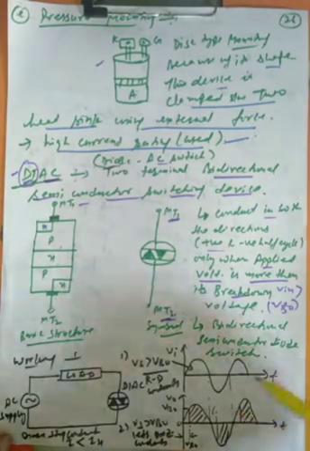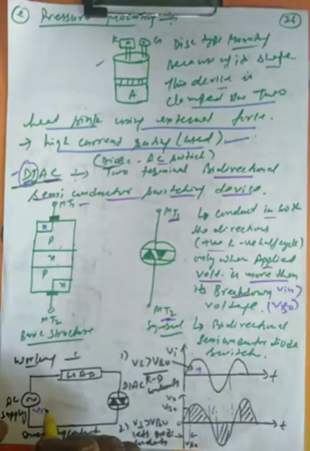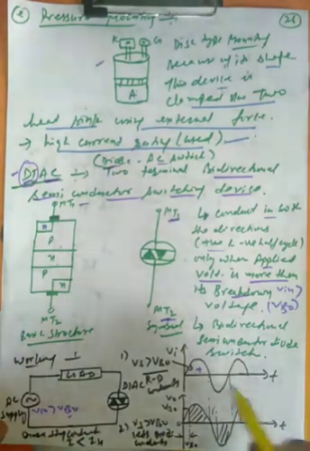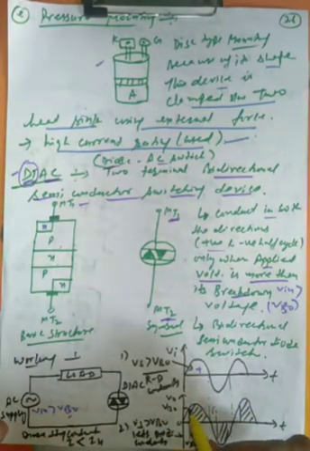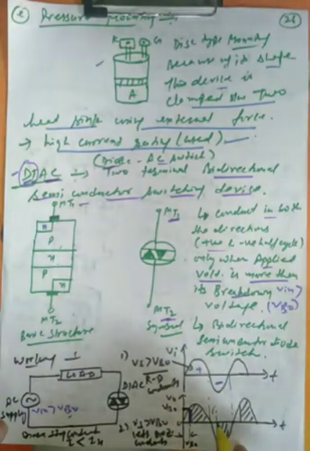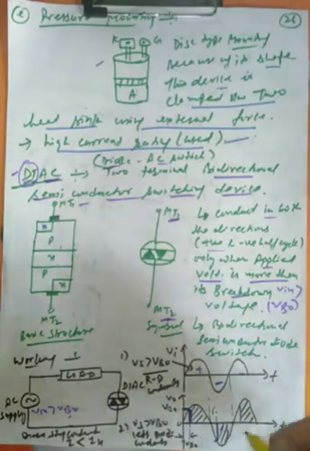You can see in this waveform, whenever it is a positive half cycle, the input is positive Vin, and when it exceeds the breakdown voltage, suppose the breakdown voltage is this one, then Diac will conduct. The same happens in the negative half cycle: when the input voltage exceeds the breakdown voltage in the negative direction, then Diac will conduct. The same process repeats again and again.